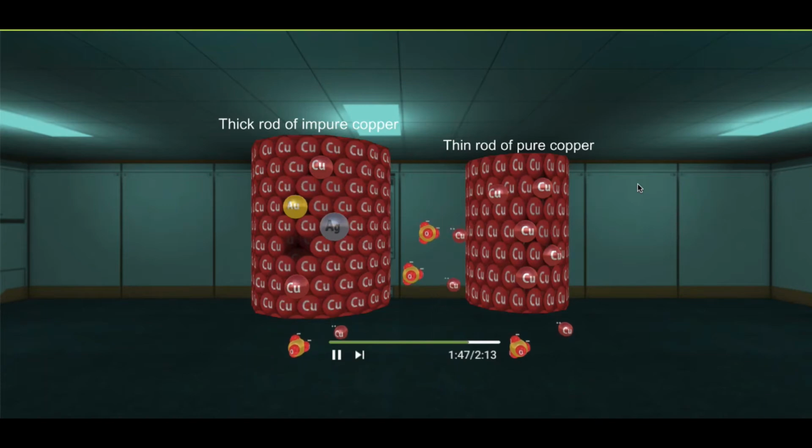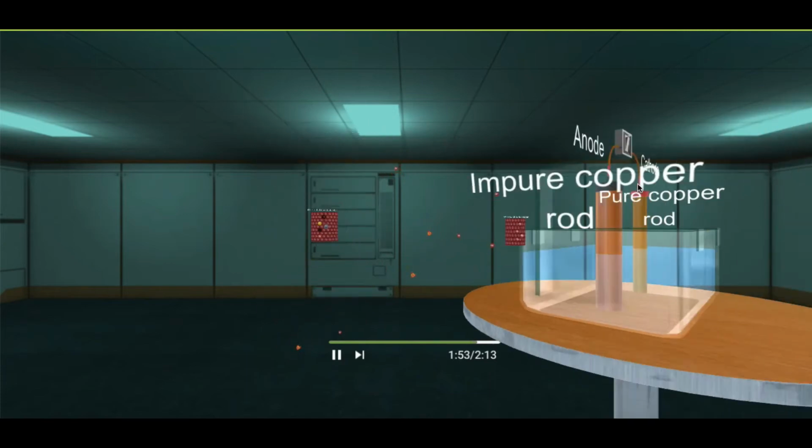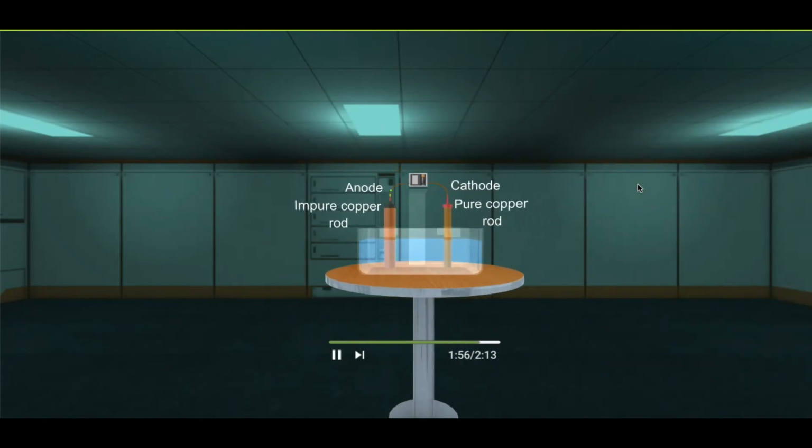This process continues until all the impure copper gets deposited at the pure copper electrode. The impurities present in copper are deposited at the bottom of the electrolytic cell. These impurities are called anode mud or anode sludge.